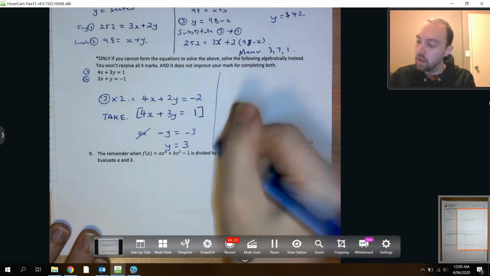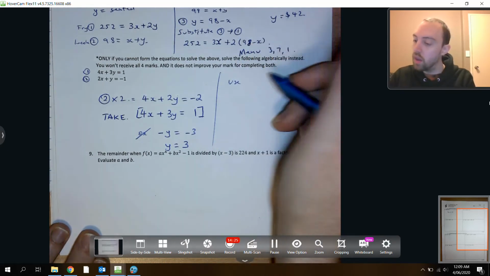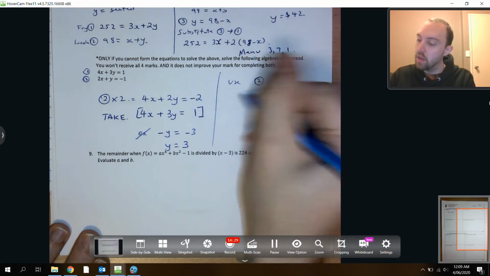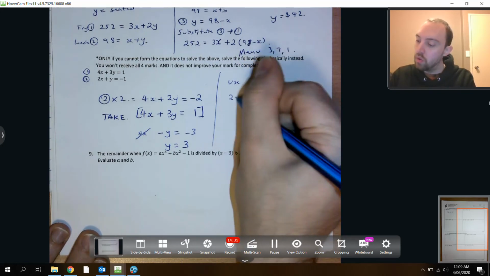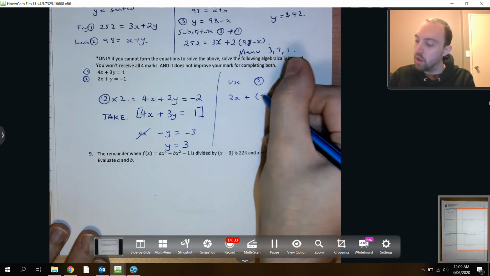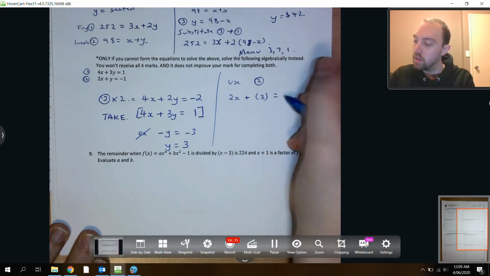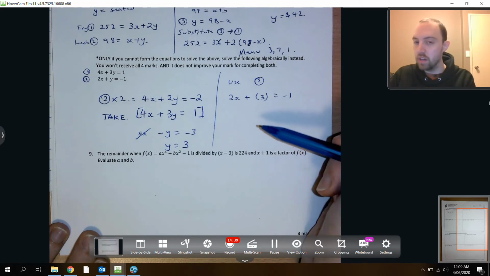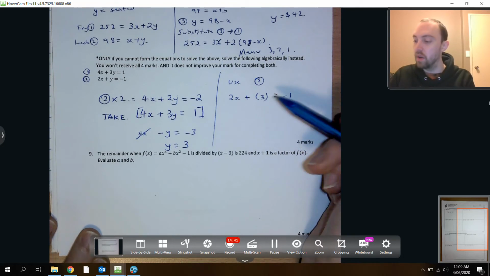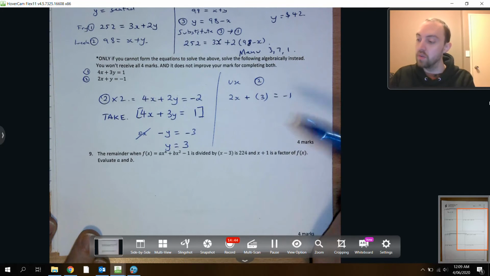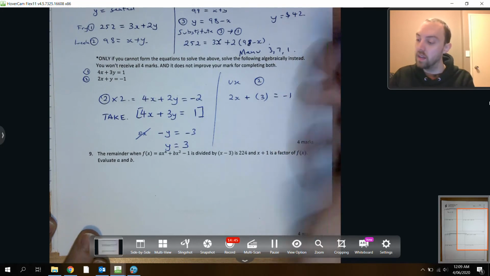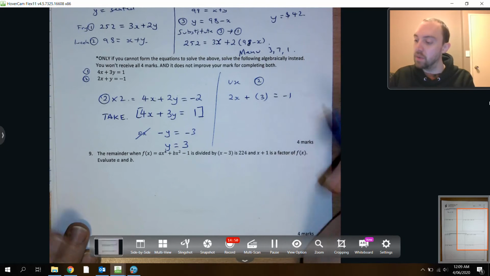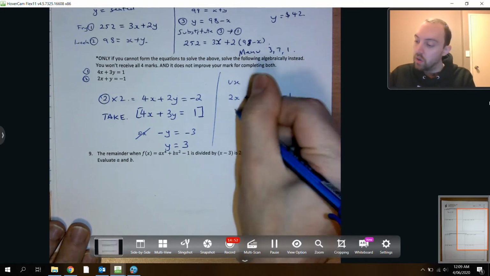I'm going to use equation 2. So 2x plus 3 is equal to negative 1. When I substitute, I like to use brackets to make sure that I'm not going to confuse it with any squares or negatives or anything like that. I know what's in there, and then I can figure out what happens to it after.